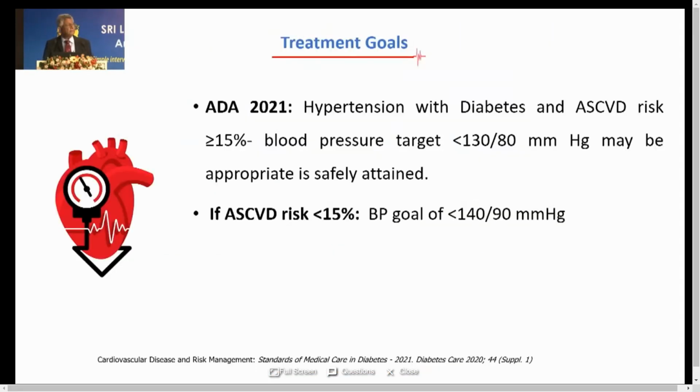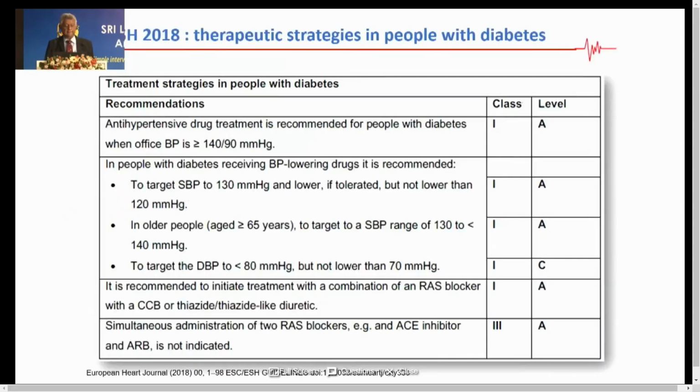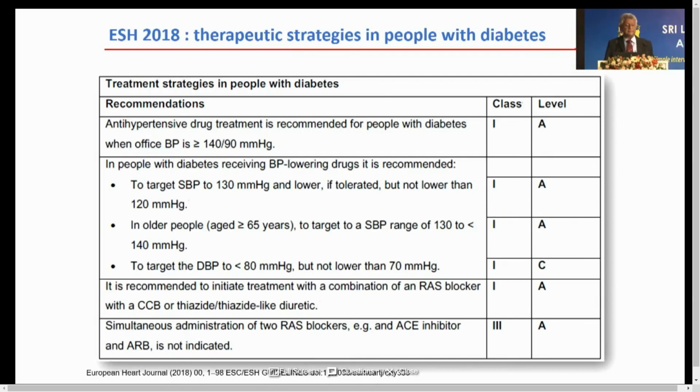So the treatment goal for diabetes, according to the American Diabetes Association, is a target of less than 130/80, and if they have atherosclerotic cardiovascular disease, the target should be less than 140/90. The EHS guidelines say antihypertensive drug treatment is recommended for people with diabetes when the office blood pressure is more than 140/90. The target, as I mentioned, should be reduced to 130 but not below 120 systolic. In older people, the target is 140 to 130 systolic, and diastolic is always less than 80.